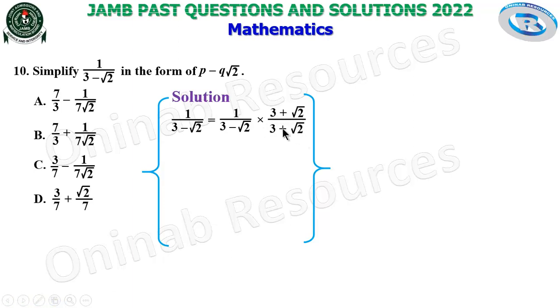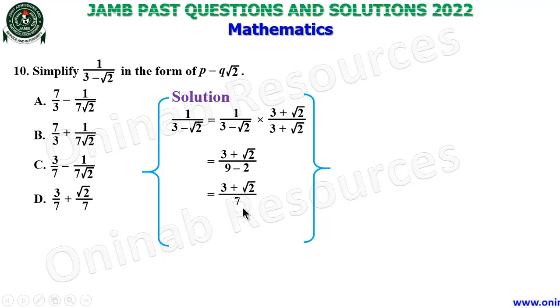Remember, 3 plus root 2 divided by 3 plus root 2 is 1. So the whole thing is just like multiplying the surd by 1. So we have not altered anything. So 1 times 3 plus root 2 will give us 3 plus root 2. And since these are conjugates of each other, what we do is just to multiply the corresponding elements. So 3 times 3 gives 9, and minus root 2 times plus root 2 will give us minus 2. So that our answer here is going to be 3 plus root 2 divided by 7.